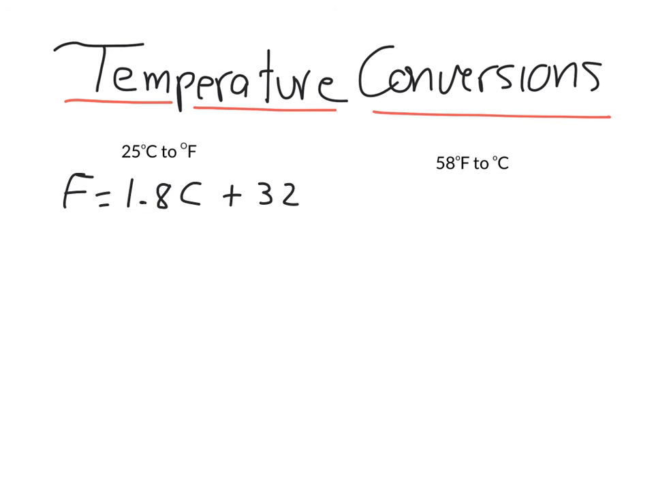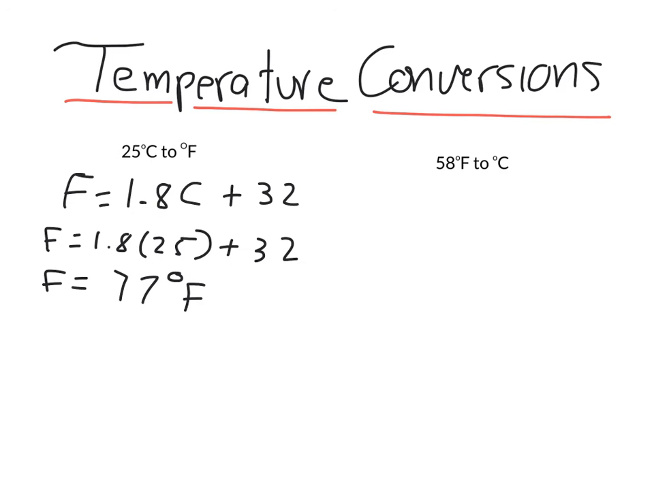You have to follow this formula right here. It's 1.8 times Celsius plus 32. So Fahrenheit is equal to 1.8 times the value of Celsius, and in this case that is 25, plus 32. Once you do it, you will notice that this is 77 degrees Fahrenheit. So this is the first result from these two conversions.